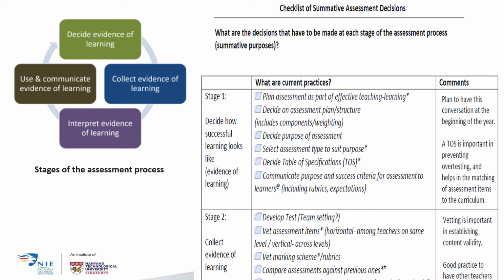In designing quality assessment, a number of decisions have to be made at each stage of the assessment process. Here we have a checklist of summative assessment decisions that considers the issues of validity, reliability, and fairness. Use this checklist to assess the extent to which these good practices are established in your school and department.